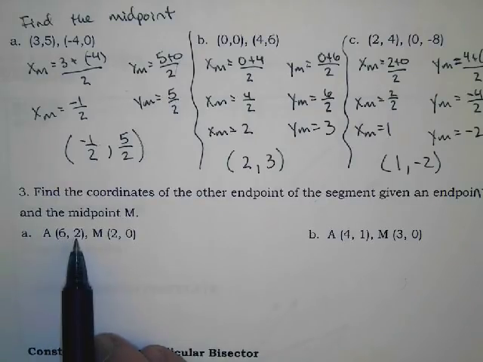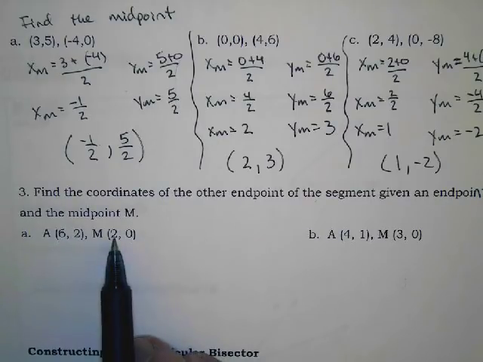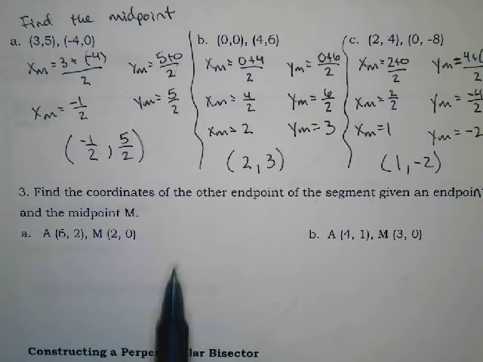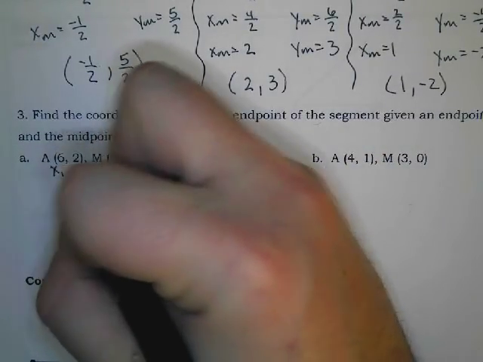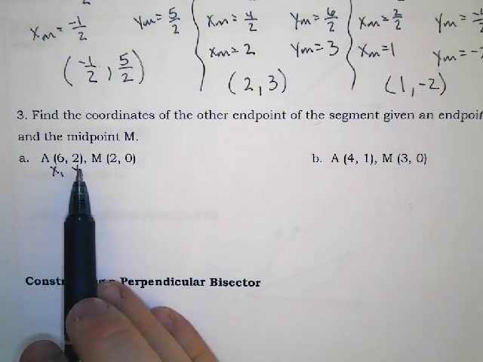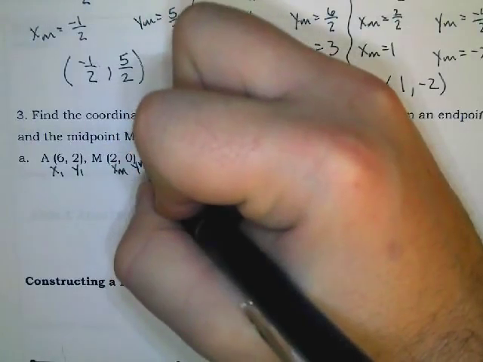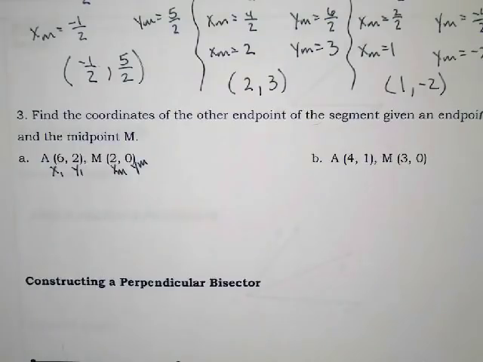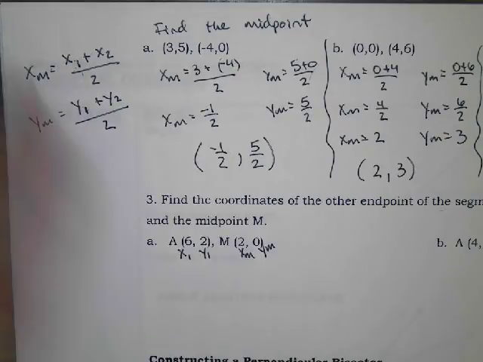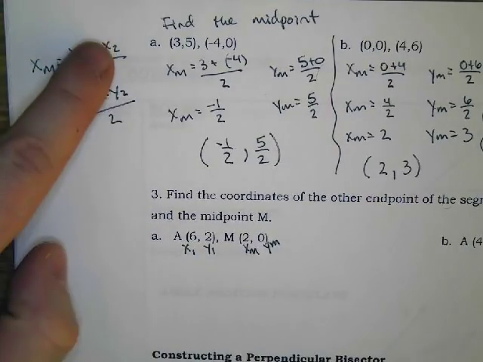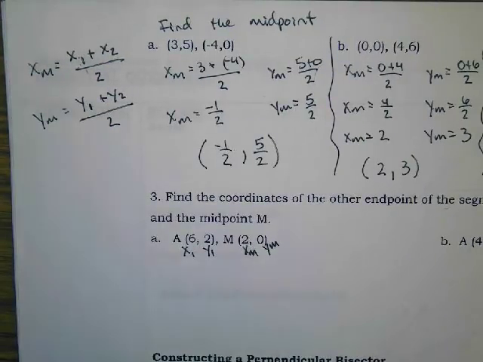This is our x1, y1, and this is our xm, ym, and what we're trying to do is find x2, y2. So let me show you how that works. So let's label everything: x1, y1, because this is the point given, one of the endpoints. This is our midpoint, so this is our xm, ym. But we're going to use the same formulas from right here. But now I'm just going to plug in where I need to plug in and then solve for x2 and y2. So let's plug in and see what happens.